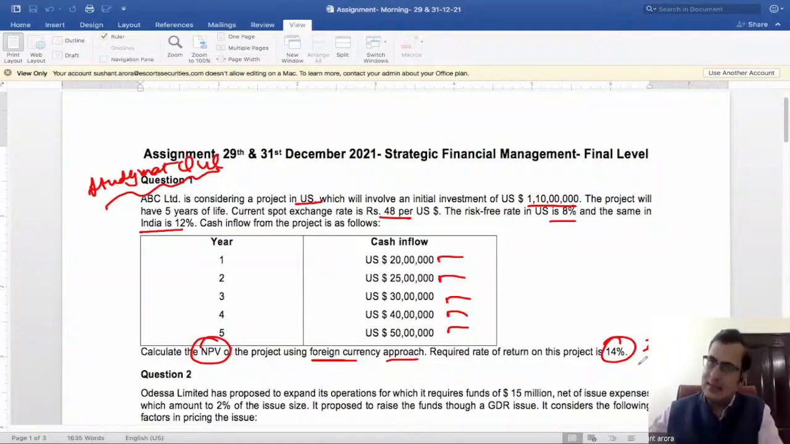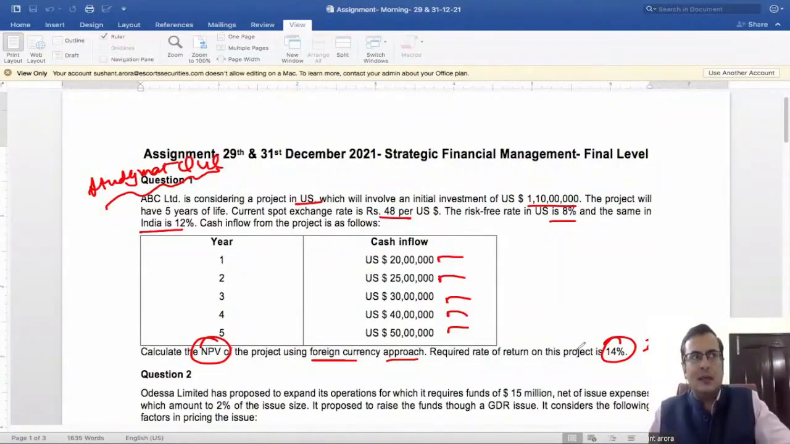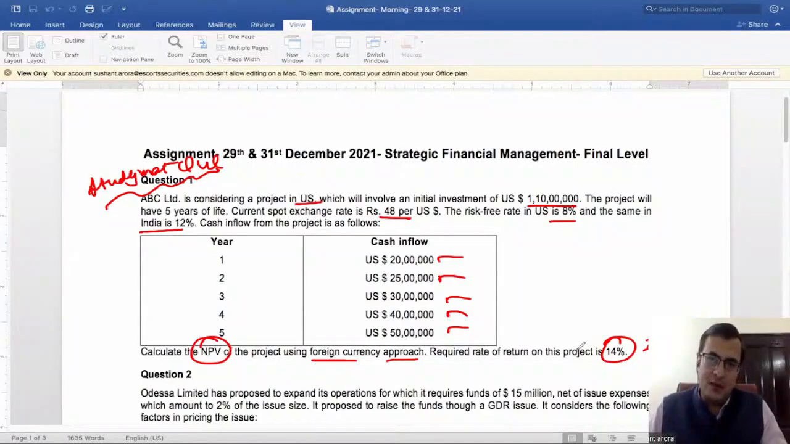Okay, a little different approach in this. In the foreign currency approach, we have to do only two steps. Number one, we need the discount rate for the foreign currency, which is dollar in this case, and we also require the calculation of NPV without making any conversions. Clear?